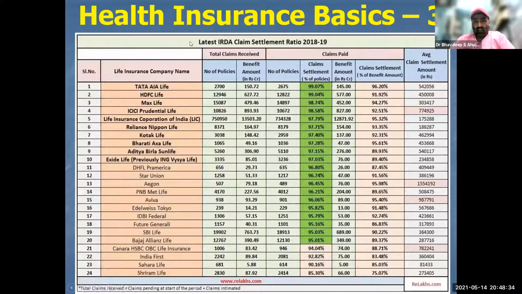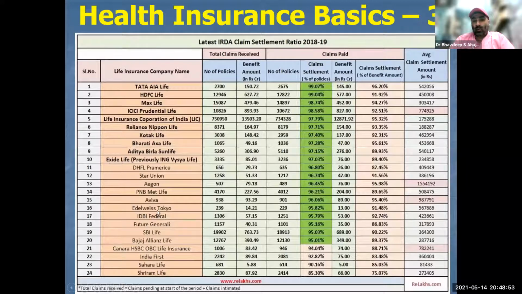You can freeze the video at this chart. Yes, ING Vysya is now known as Exide Life. Another company which I mentioned, Religare, is now known as Care Health Insurance. So all those things are now changing. IDBI Federal have parted ways now.